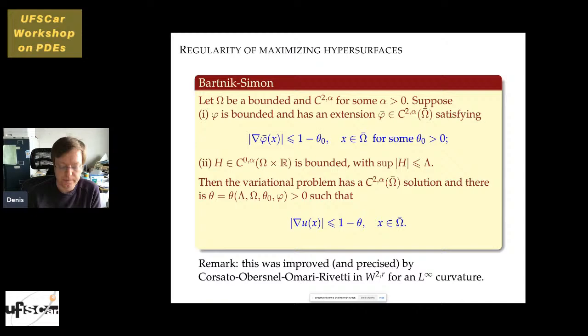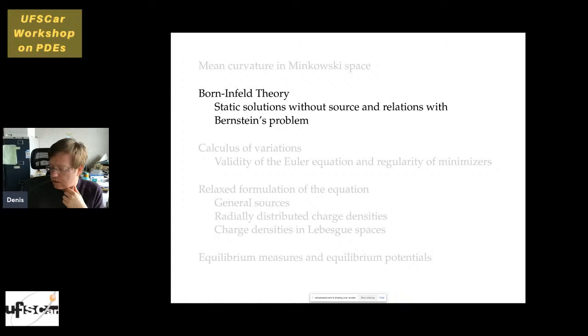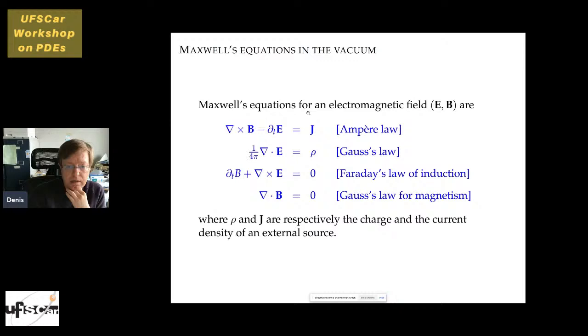Okay, so let me discuss a little bit some other motivation for the study of this problem. This is the so-called Born-Infeld theory. If you go back to Maxwell's equations, you know that there are four equations which are satisfied by an electromagnetic field. You have the electrical field E and the magnetic field B. In these four equations, rho is the charge density and J is the current density of an external source.